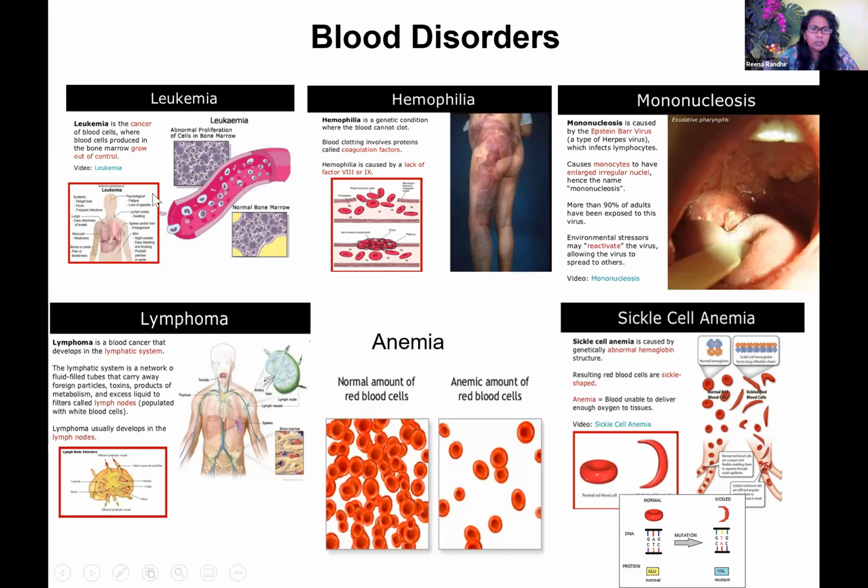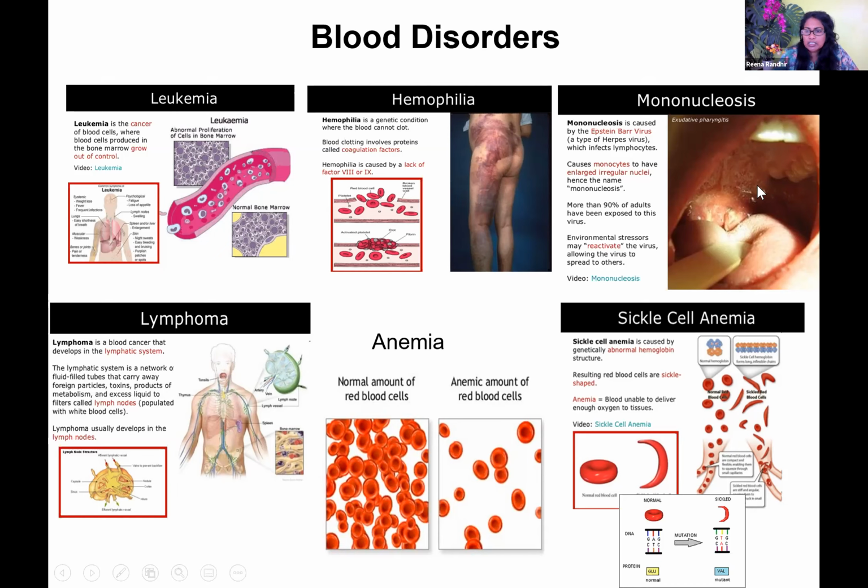Leukemia is cancer. There is a burst, an increase in the amount of white blood cells. Again, this shows that the proportion of all the different formed elements is very important. Hemophilia is a genetic disorder where your body is unable to form blood clots and stop blood from leaving the body. You can see how the blood has gathered under the skin.